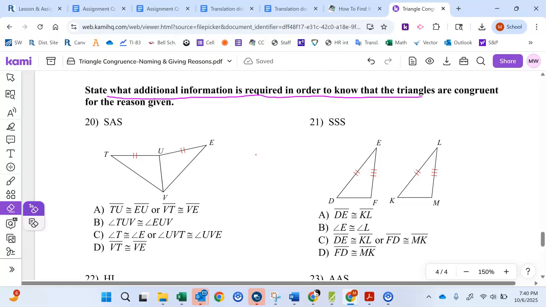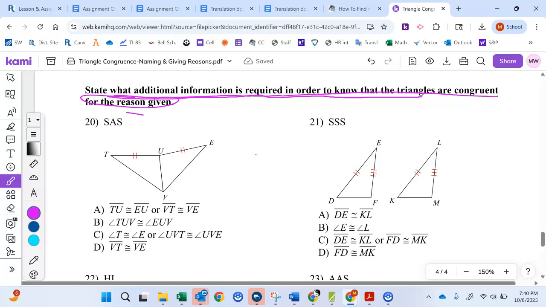Now, what I realized about number 20, and I hope I mentioned it before, is that we're looking for what additional information is required to know that the triangles are congruent for the reason given. What that means is for this reason, we need basically two sides with an angle in between them. Well, what do we have? We have these two in common, so we already have a side, right? This one and this one, so we already have a side. And because this side is the same line as that, we have another side. So this is our other side. So that means we have a side over here.